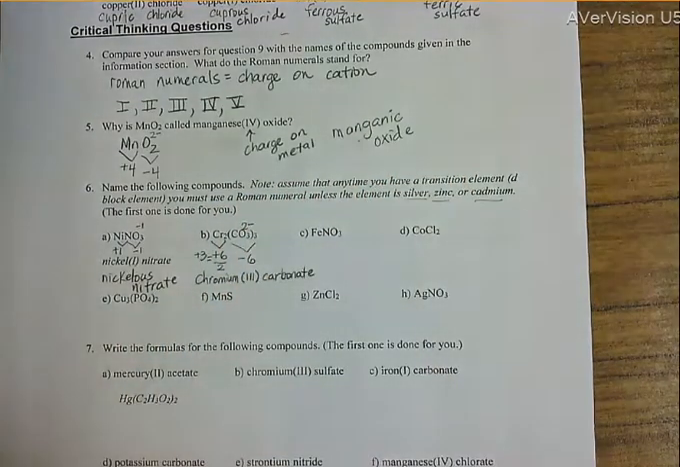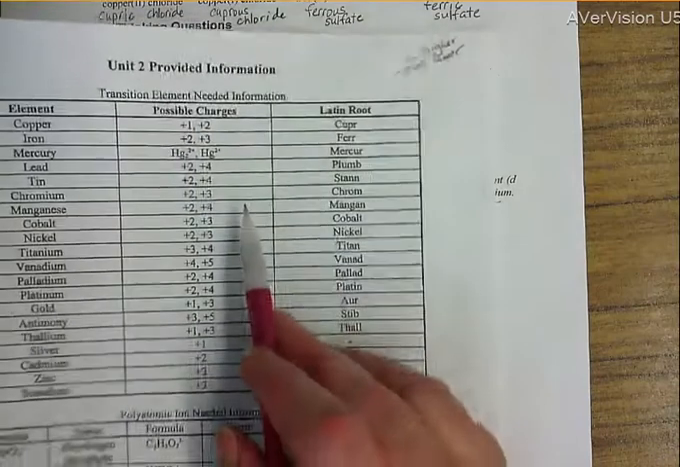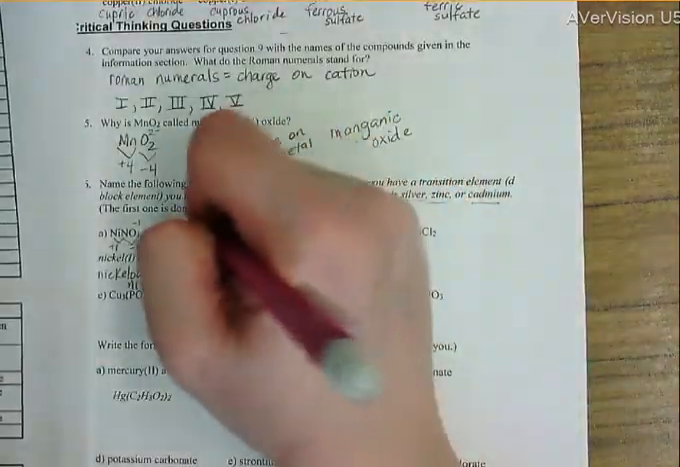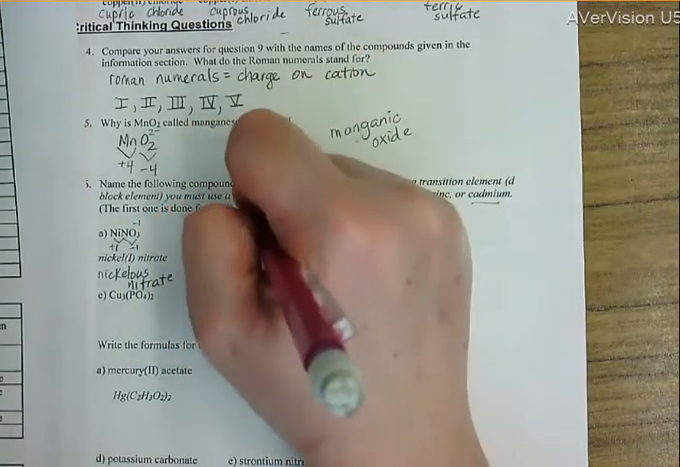That's one name. And chromium has +2 and +3. So this was the +3, so this is the higher charged one. So this is chromic carbonate.